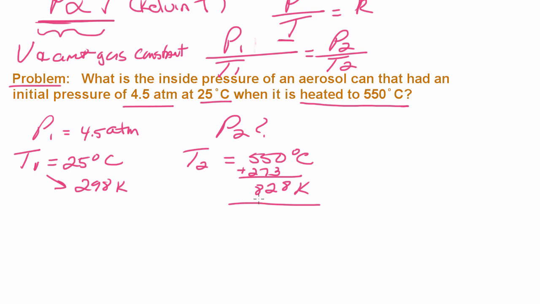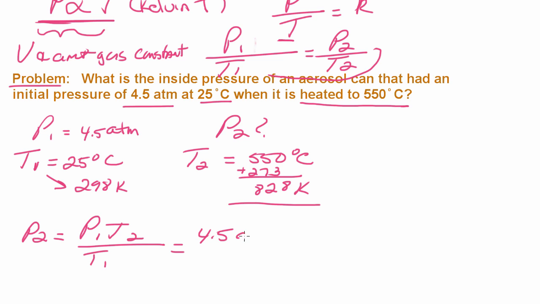We are ready to go. Let's go ahead and take our equation here. We need to solve for P2. So P2 is going to be equal to P1 times T2 divided by T1. Well, let's just go ahead and plug in. We have 4.5 atmospheres times T2, which is 828 Kelvin. We're going to divide that by T1, which is 298 Kelvin.